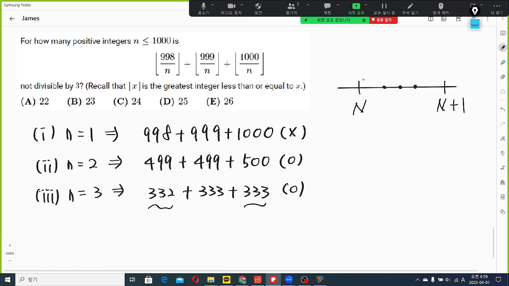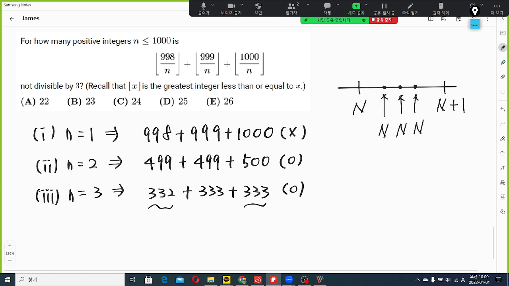If 3 points are between n and n plus 1, all the Gaussian numbers should be n, right? The first Gaussian number is n, the second one is n, the third one is also n, because of the property of Gaussian number. So if we make the sum of these 3 points, is the sum divisible by 3 or not? Yes, they are all divisible by 3, because there are 3 n's, right? So that's not the case we want. We want to find a case not divisible by 3.